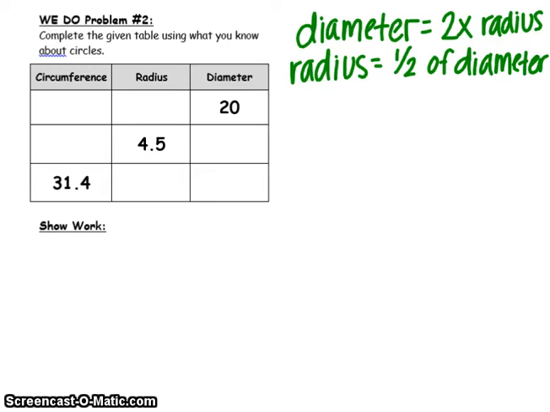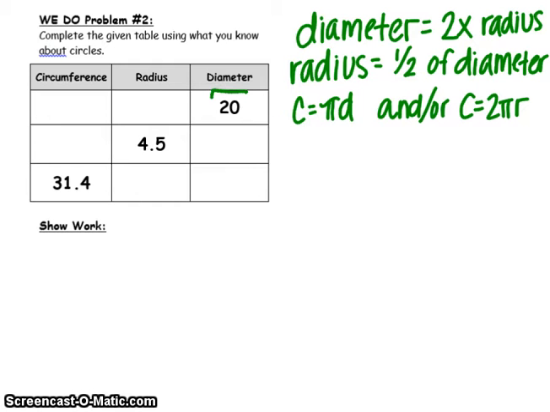And then I also know my 2 formulas, which is C is equal to pi times diameter, and C is equal to 2 pi r. So those are the things that I know about my circles. So now that I know that and I've written that down, I can now move on to my table. So let's look here. It gives me a diameter of 20, and it wants you to find your radius.